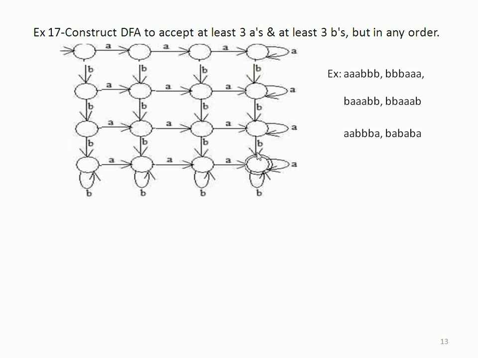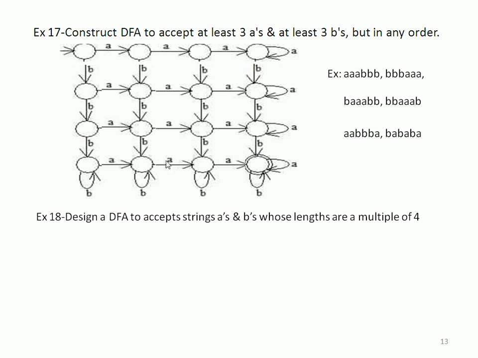So BA, you can have that in any order; you can follow that state diagram and it will be accepted. Design a DFA to accept strings of A's and B's whose length is a multiple of 4. Earlier it was multiples of 3, now it is multiples of 4.